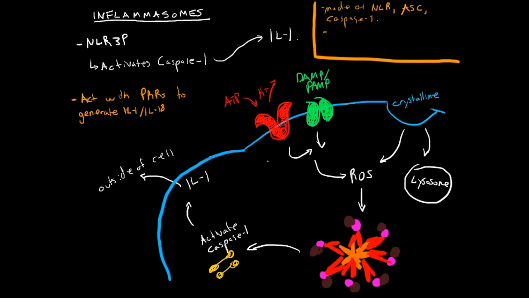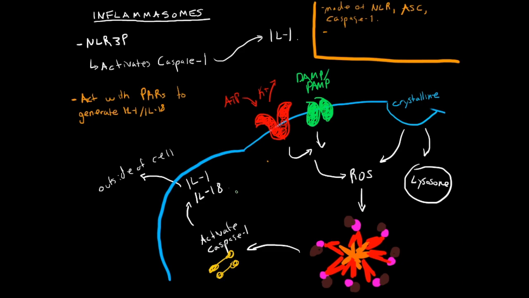The inflammasome was discovered by a guy named Jurg Tschopp and his colleagues, and it's just a large protein complex that activates caspase 1 right here to generate interleukin 1, which will then go to the outside of the cell, and interleukin 18 as well, so I should write that down. Interleukin 18 as well, and then they go to the outside of the cell, which generates pro-inflammatory cytokines.